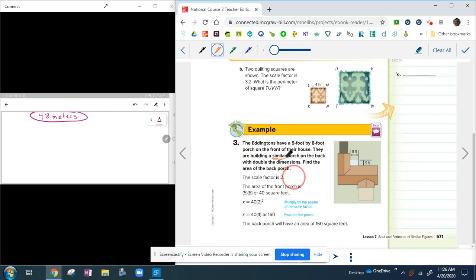So all the corresponding angles are equal, are congruent, and corresponding side lengths are proportional. Porch on the back with double the dimensions. Ooh, they gave us the scale factor here. So you see they wrote down the scale factors too. Find the area of the back porch.